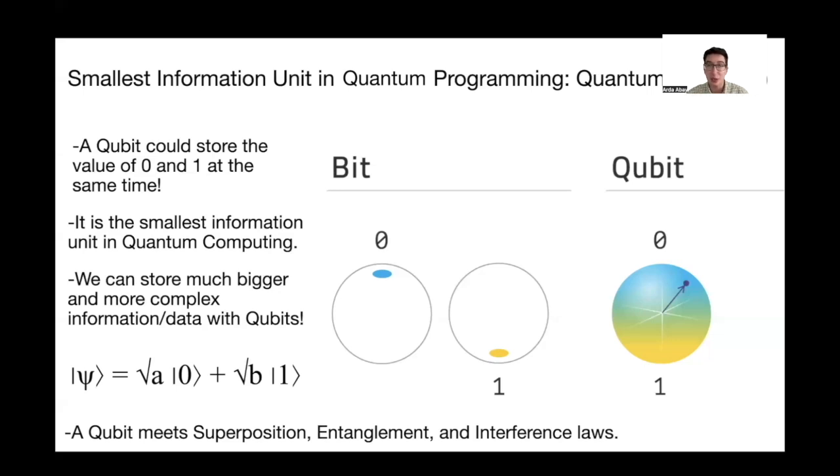A qubit meets superposition, entanglement, and interference, the three important things that we saw in the previous slides and that we're about to see in more detail, with real-world examples and experiments, in the next videos.